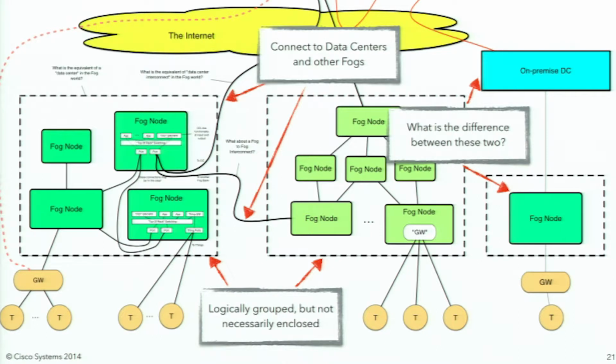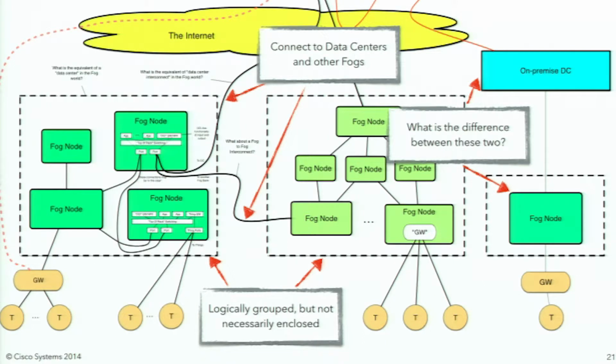So we don't have data centers in the fog world, right? Maybe these guys are all logically in the same group, but they're not surrounded by a wall. So what do we call this logical group of stuff? Is this a data center interconnect from fog to fog? Does that make this the gateway? Or what about this guy?